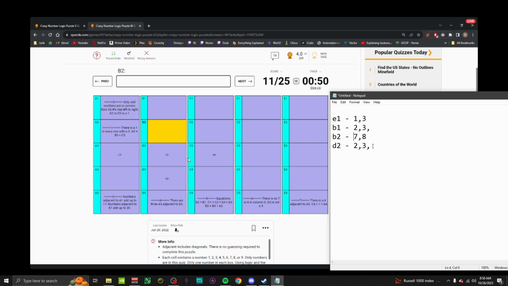I think we got it like this. I think this is right. Yeah. Where's the D rule? D5. D2 is equal to B1. Yeah, exactly. So it's not a 7 or 8, which means B1 has to be a 2 or a 3. B2 has to be a 7 or an 8. Okay. Yeah. We're getting somewhere. Okay.